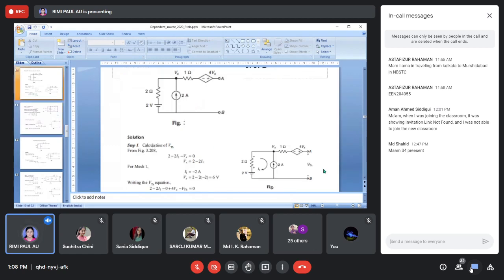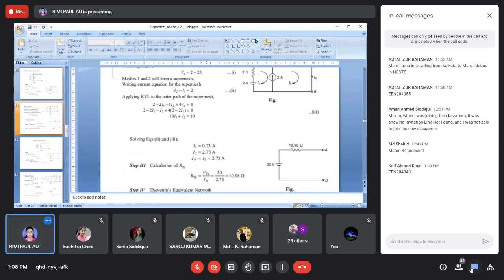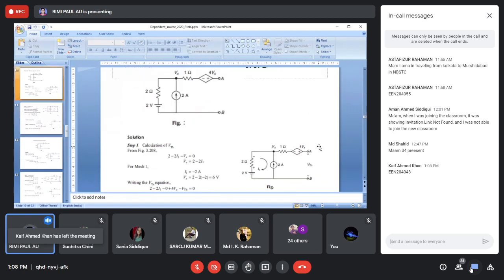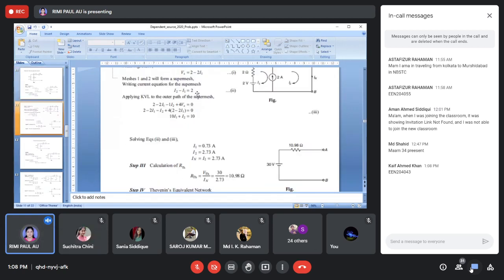Instead of using this circuitry, you can take this circuit to make your own design, because ultimately you have to find out what is the load current, IL. So you can use this circuit or you can use this circuit. This is equivalent.